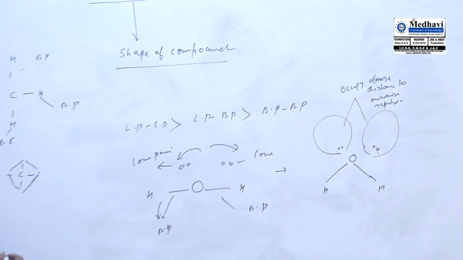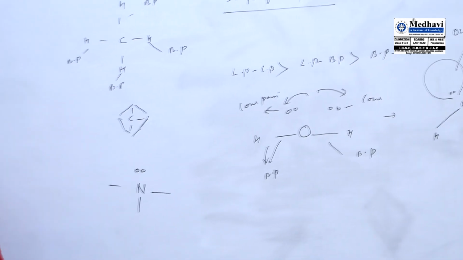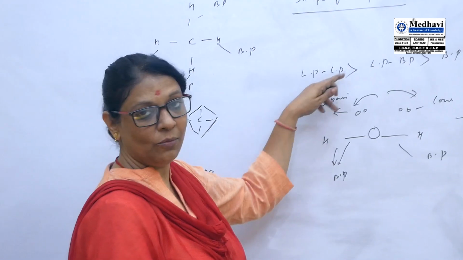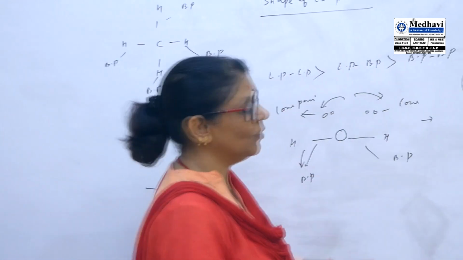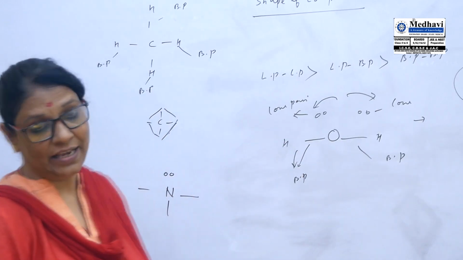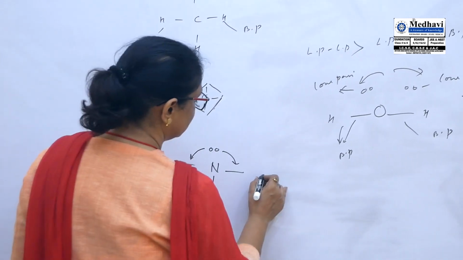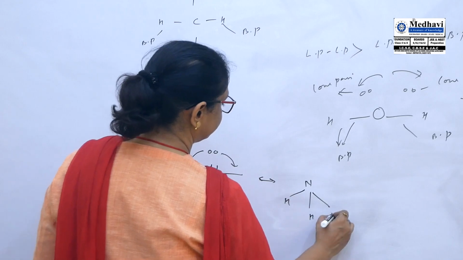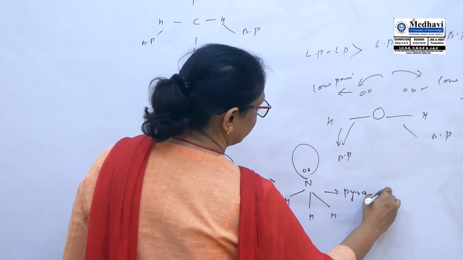If you see the structure of ammonia, in ammonia there is only one lone pair and 3 bond pairs. So lone pair lone pair repulsion is absent in ammonia. In ammonia, repulsion between lone pair and bond pair is present and repulsion between bond pairs is present. So distortion in ammonia is less than distortion in water, but more than in methane. It has a pyramidal shape.